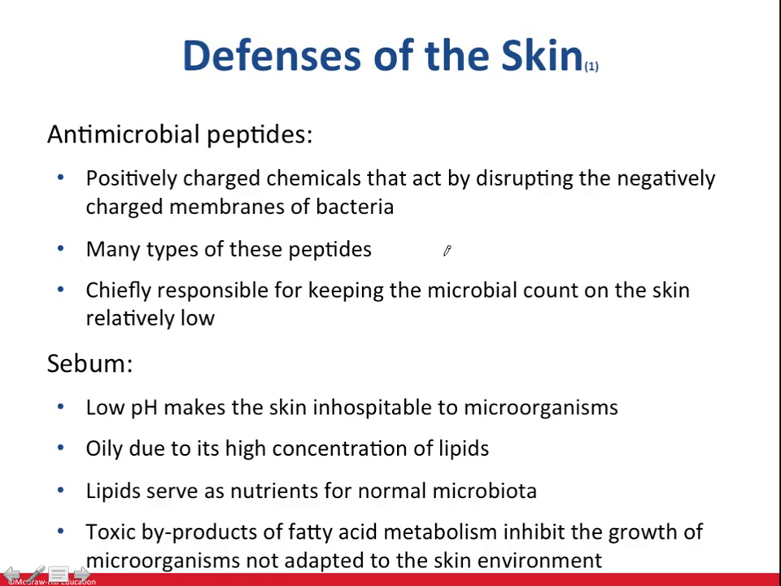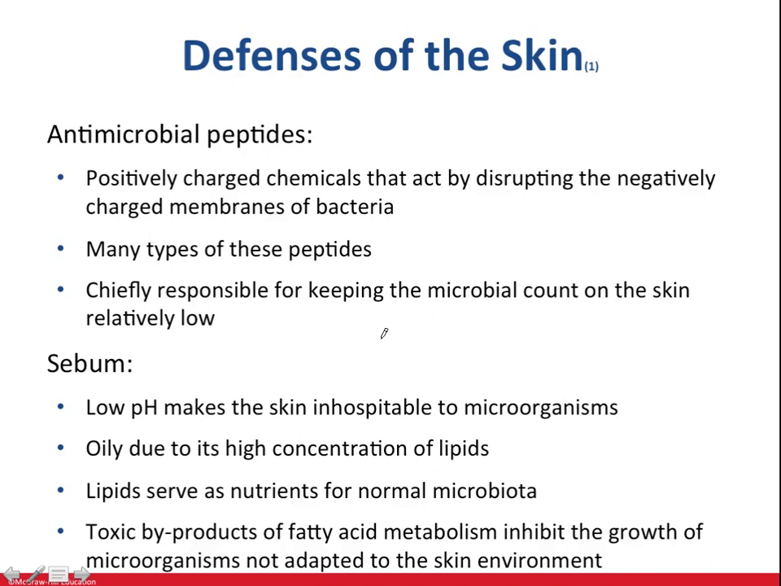So it can decrease the bacteria colony numbers on our skin. Sebum also has a low pH, because it contains fatty acids, which makes the skin very difficult for bacteria to grow on. Also, a high concentration of lipid is not good.